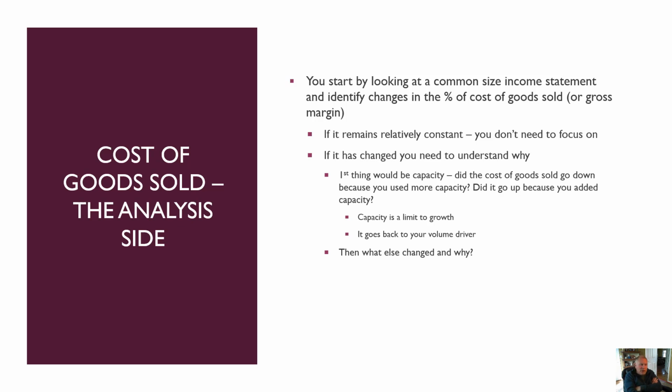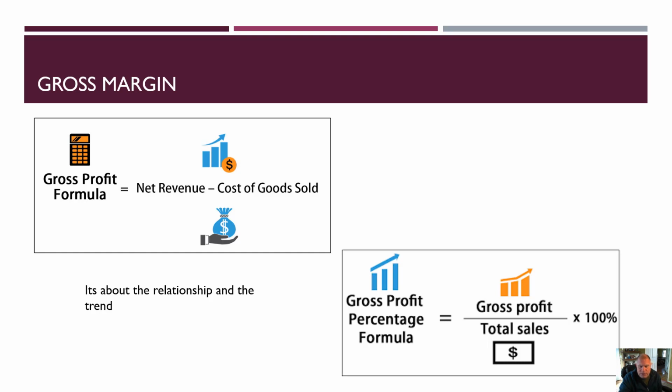So we need to understand the why, but we start the process by looking at what that gross margin is, cost of goods sold. What's the trend? Is there a solid relationship? And that can help us evaluate the strength of the management team also. And here's just a fairly easy thing, and it's about the relationship and trend.